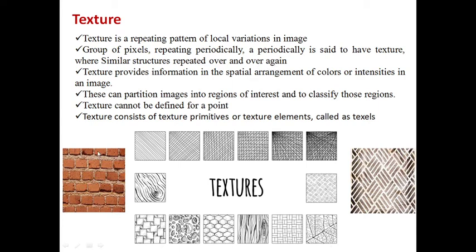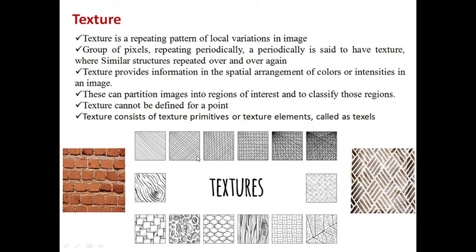Let's take this as an example. This is my image, and I have a structure here. This structure is repeated many times in the image. It is composed of many pixels, and these pixels are repeated periodically as well as aperiodically. That means this region I am going to call a texture. That is, texture is a repeating pattern of local variations in the image.